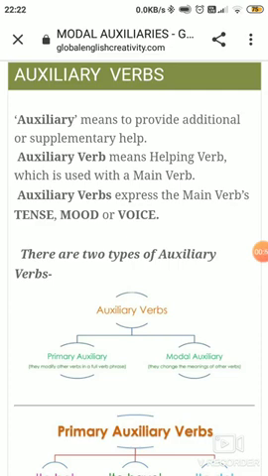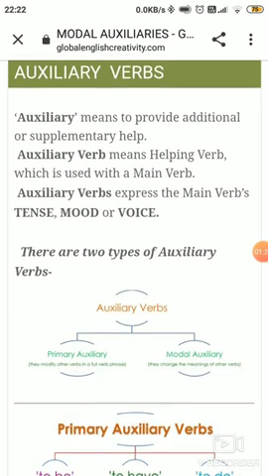So let's begin with auxiliary verbs. Auxiliary means to provide additional or supplementary help. Auxiliary verb means helping verb which is used with the main verb. Auxiliary verbs express the main verb's tense, mood or voice. So in a nutshell, we can say that auxiliary is a helping verb which helps you to structure the sentences, to form the tense, voices, mood, etc.